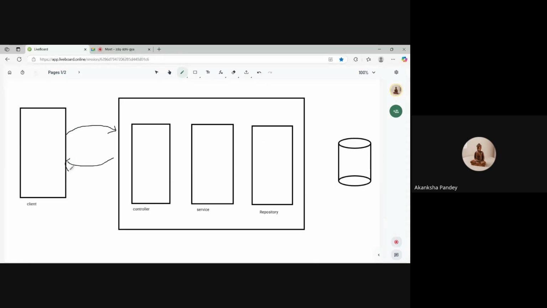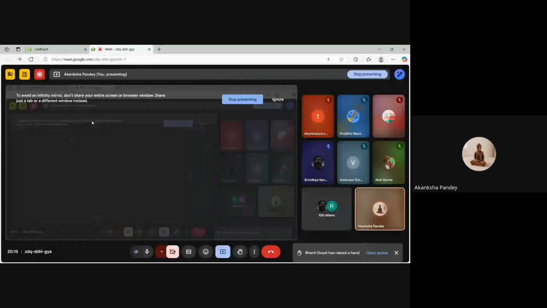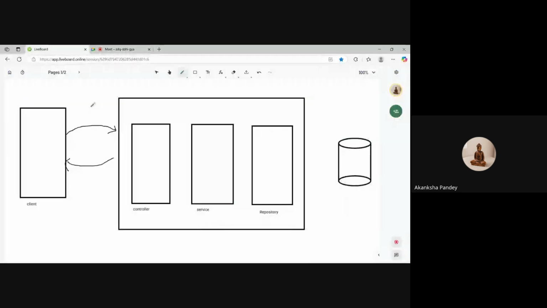Okay, if yes, please everyone, if any question is there, please let me know. You can interrupt at the same point, okay? So this is what, if the API is not mandatory. Yes, please. Yes, ma'am.